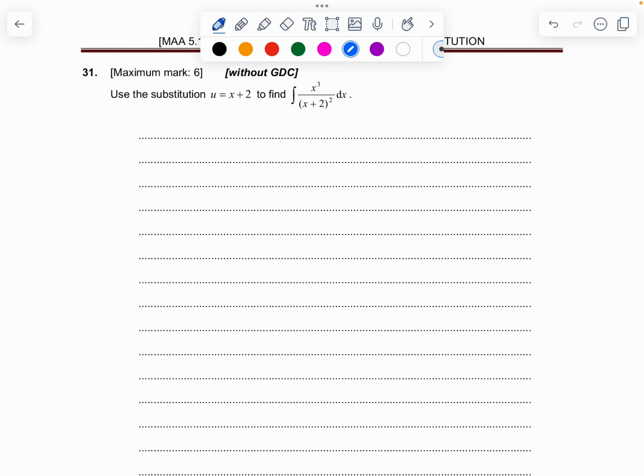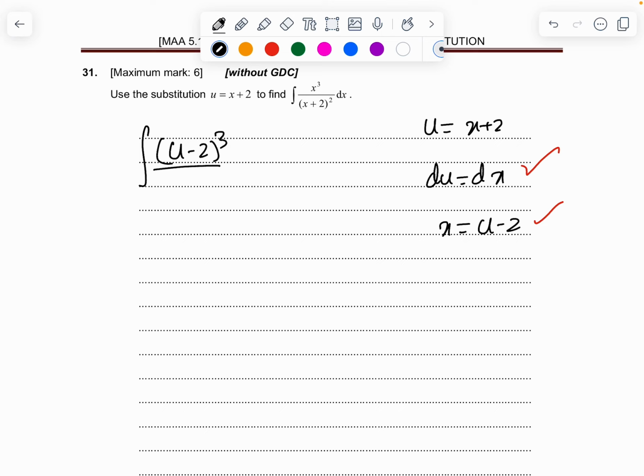Question number 31. u equals to x plus 2. So du equals to dx and x equals to u minus 2. These are the two substitutions I will be using. So it will become x cube, which is u minus 2 whole cube by u square du.